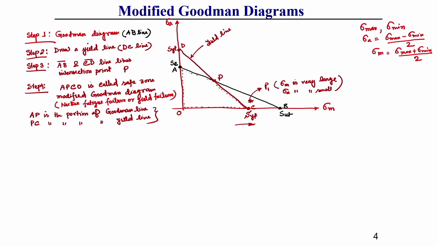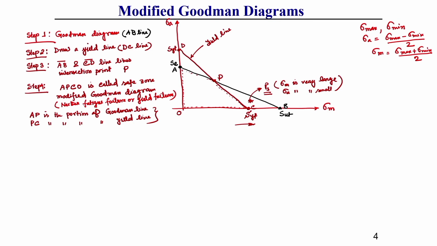Now, in this zone, this P1 point you can observe is safe based on the Goodman line AB, because it is lying below the AB line.